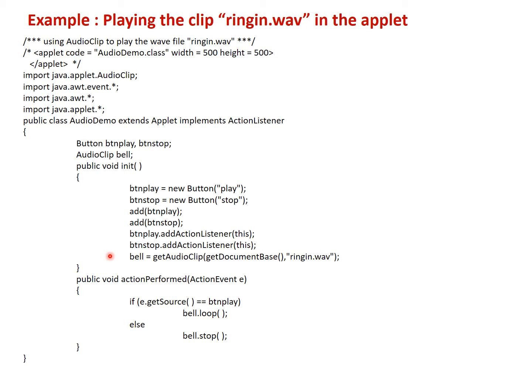After this we override the actionPerformed method having one argument, that is ActionEvent e. Now here first we check whether e.getSource() is equal to buttonPlay. If e.getSource() is equal to buttonPlay, then we call the loop method. Otherwise we call the stop method.